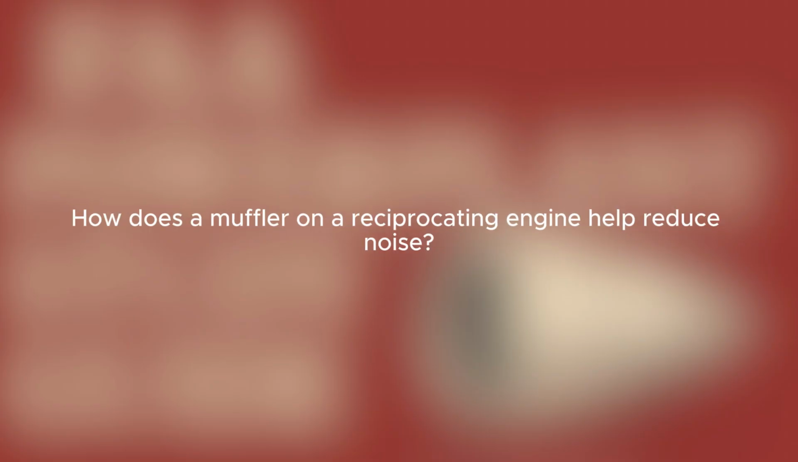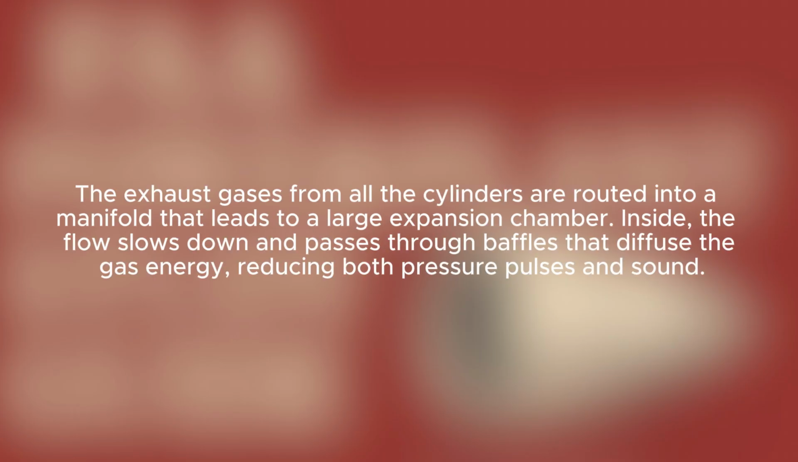How does a muffler on a reciprocating engine help reduce noise? The exhaust gases from all the cylinders are routed into a manifold that leads to a large expansion chamber. Inside, the flow slows down and passes through baffles that diffuse the gas energy, reducing both pressure pulses and sound.